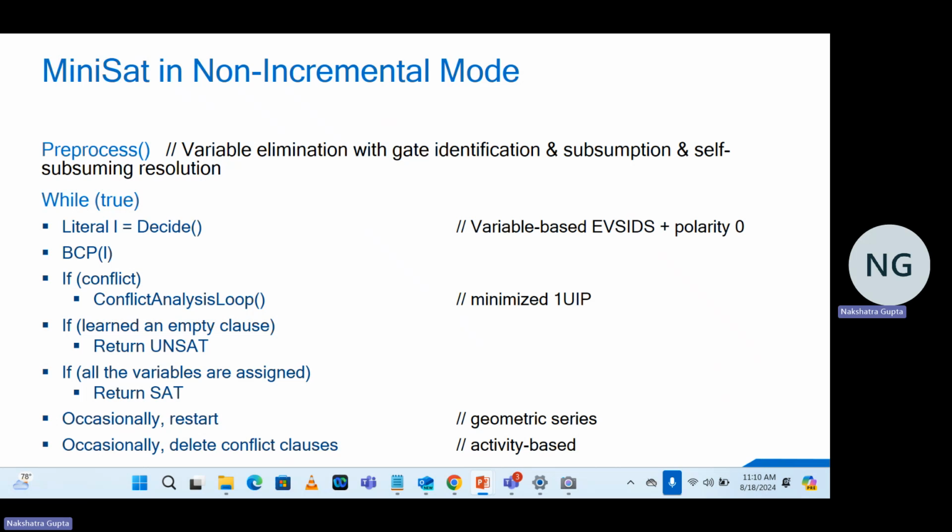So this is the summary of how MiniSat works in non-incremental mode. There is preprocessing, so it has variable elimination, gate identification, subsumption and self-subsuming resolution. The variable selection is VSIDS, which is an exponential version of VSIDS with polarity 0. There is recursive minimization, a restart scheme, Luby series, and a conflict clause deletion function. This is MiniSat.